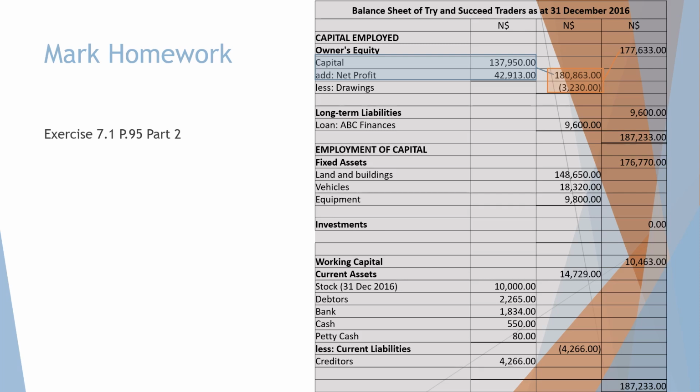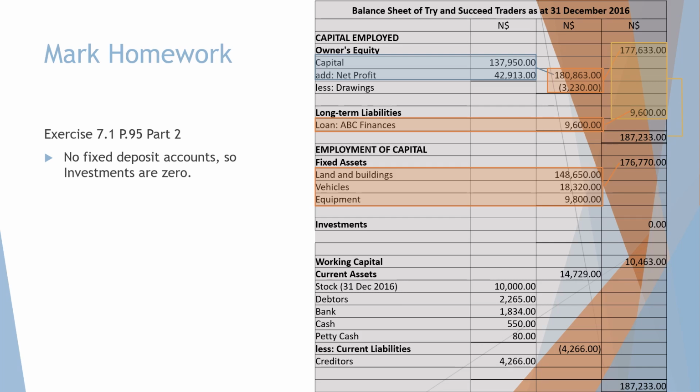Then we get the total of the long-term liabilities, which are all the loans, in this case just one. To get to the total of the capital employed section, we add owner's equity and long-term liabilities. Moving on to the employment of capital section, we start with the total of fixed assets. By adding up all the fixed assets, we get the sum. In this exercise, there was no fixed deposit account, so investments are 0.